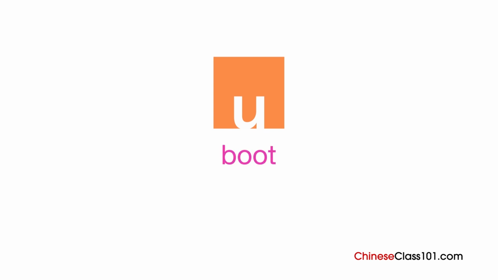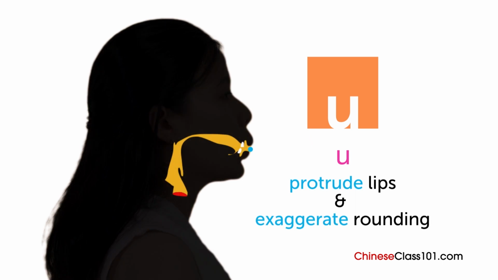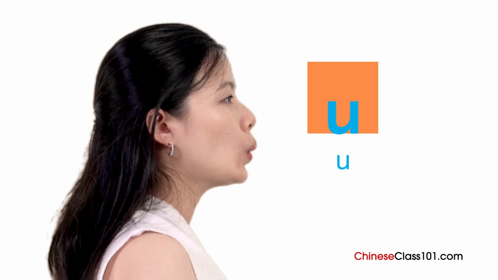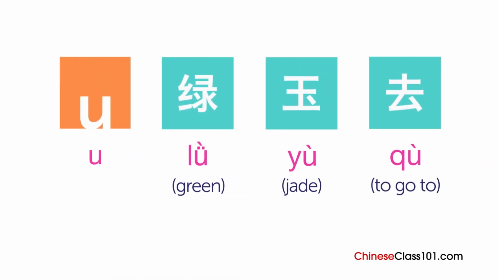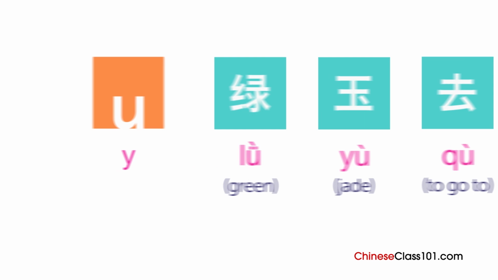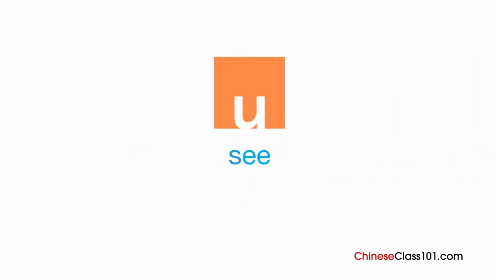However, you want to slightly pout your lips more and exaggerate the rounding. Listen to how Yinru pronounces this vowel. When paired with the following, the U changes. 绿，玉，去. This is like the double E sound in C, but with rounded lips. Try saying the double E in C while rounding your lips.